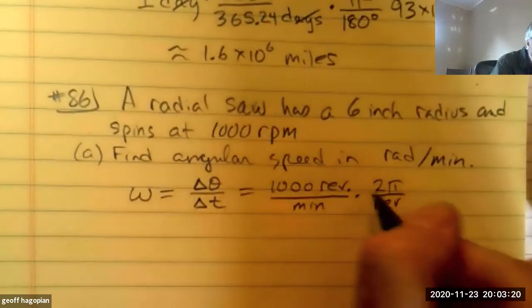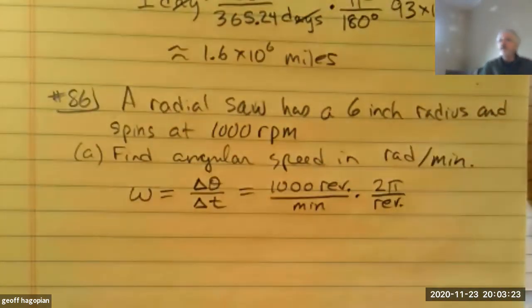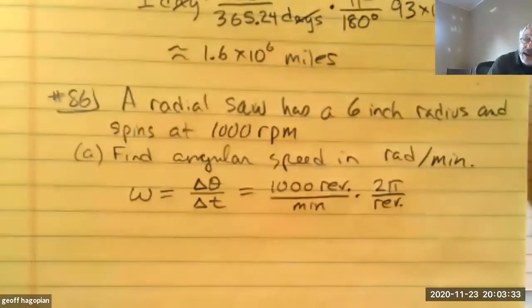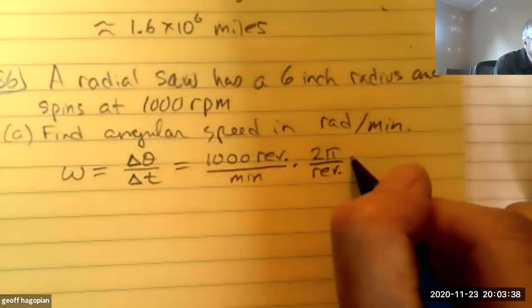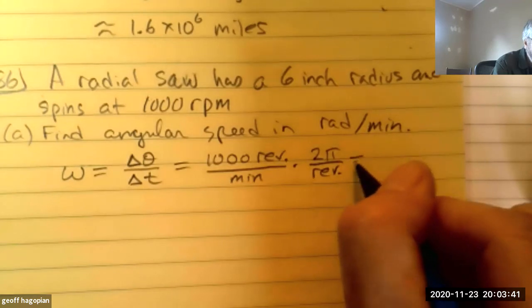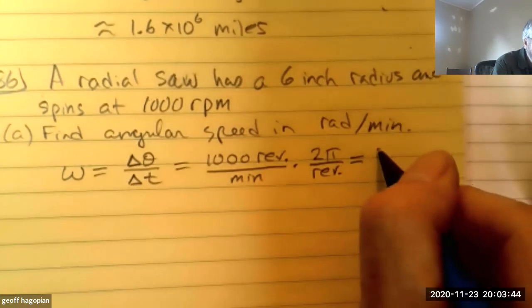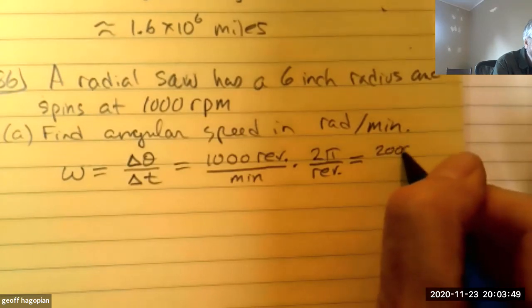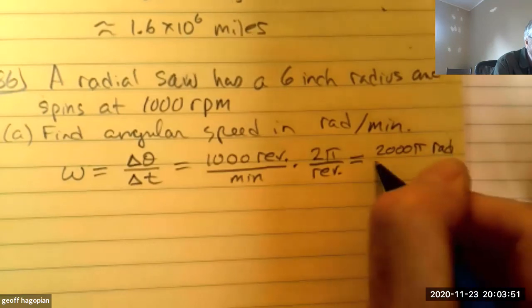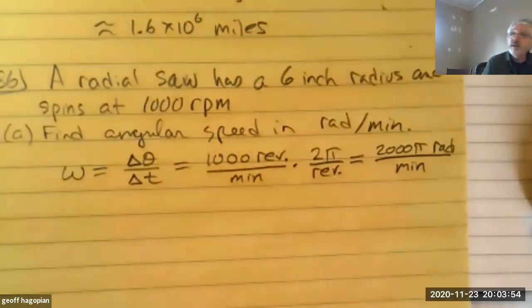So we want to multiply by 2 pi radians per revolution. I'm labeling revolutions rev, right? And that's going to give us radians per minute, right? That's what we want. Notice I don't bother writing radians for 2 pi because it is a pure number. You don't need to write units unless you want to emphasize what you're thinking, right? I think that's just then 2,000 pi radians per minute. Okay, so that's the angular speed.